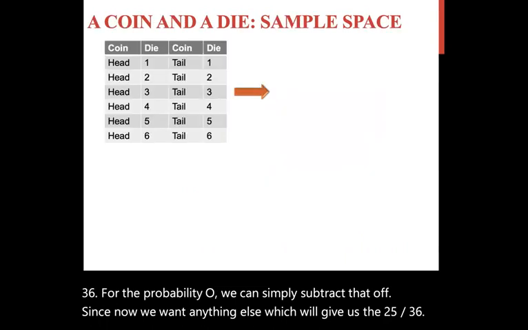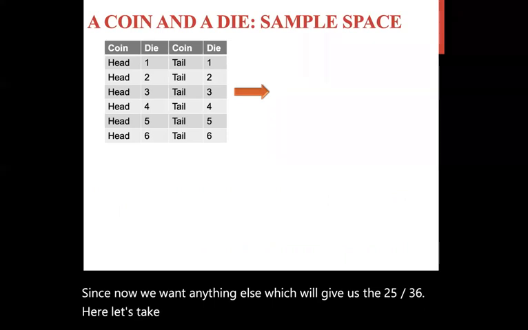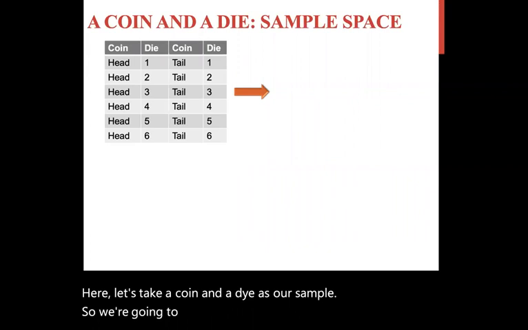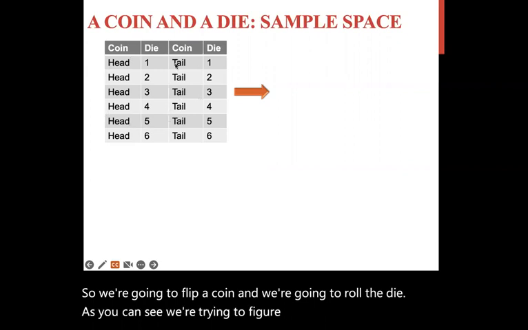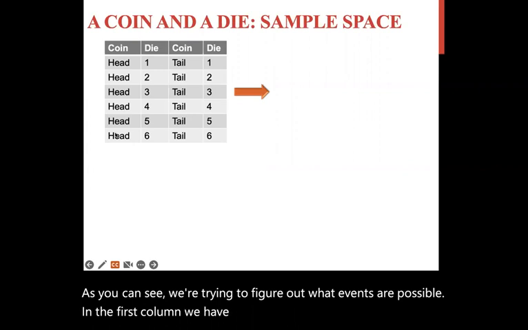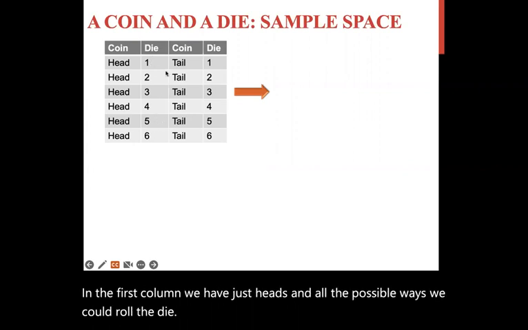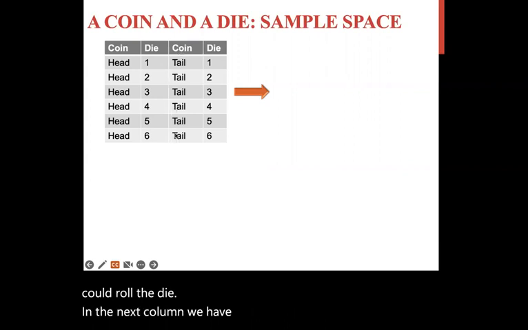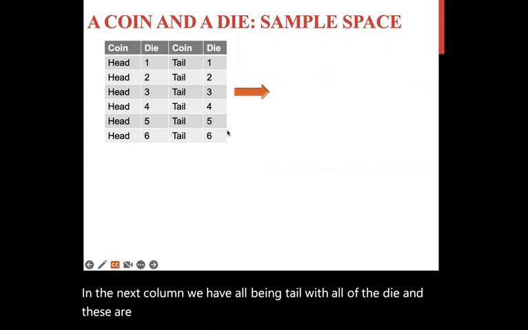Now here, let's take a coin and a die as our sample. So we're going to flip a coin and we're going to roll the die. As you can see, we're trying to figure out what events are possible. In the first column, we have just heads and all the possible ways we could roll the die. In the next column, we have all being tail with all of the die. And these are all different events.